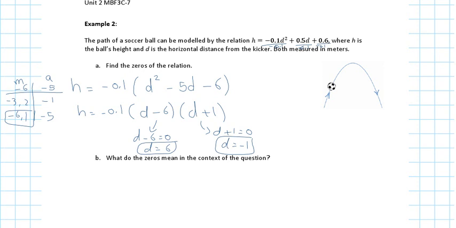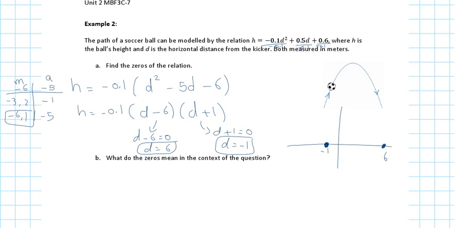So, if I'm looking at this, negative 1 and 6. So the ball is going to be on the ground. Negative 1, so this is the kicker. Negative 1 is 1 meter behind the kicker. Does that make sense? No.